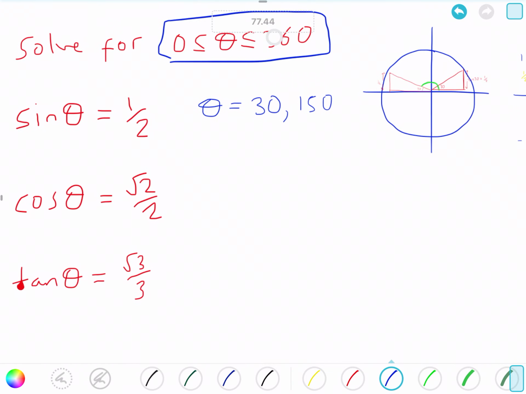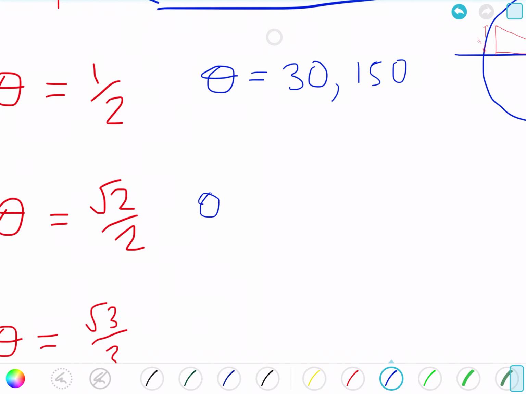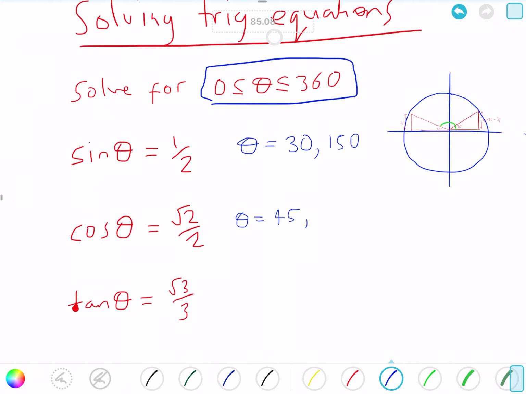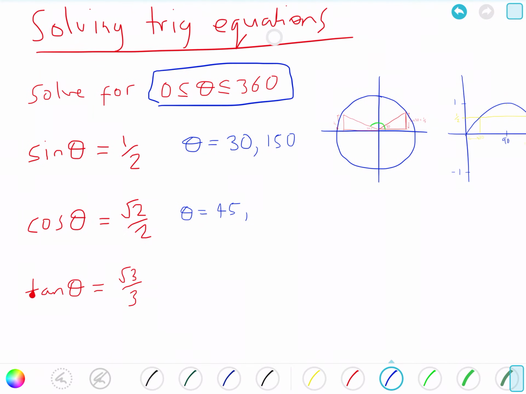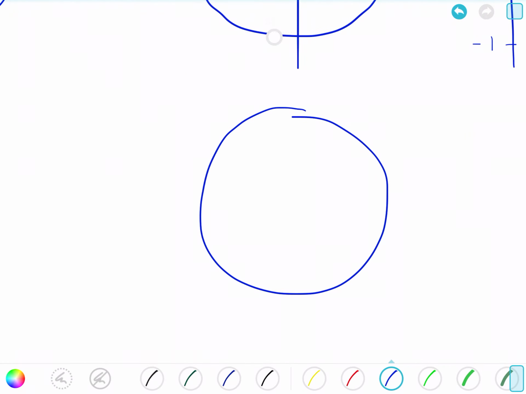Cos of theta is root 2 over 2. Using our special triangle, root 2 over 2 comes from cos 45. So we know that the first value must be 45. So now we have to find a second value. Okay, I'm going to do it both ways. So here's the circle. You choose which one you prefer.